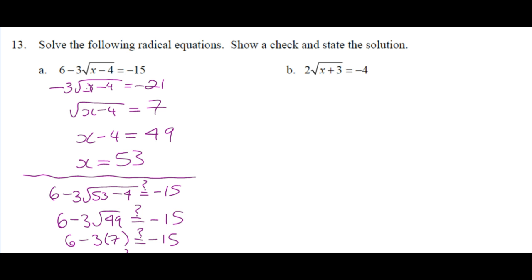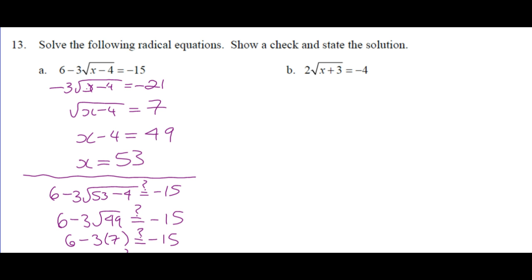What do you know about the square root of x plus 3? It has to be positive. And then we're going to multiply it by positive 2. When I multiply positive 2 by a number that has to be positive, what do we get? A positive number. So it can't be negative 4. There is no solution to this, right? When we square both sides, the negative becomes a positive, right?